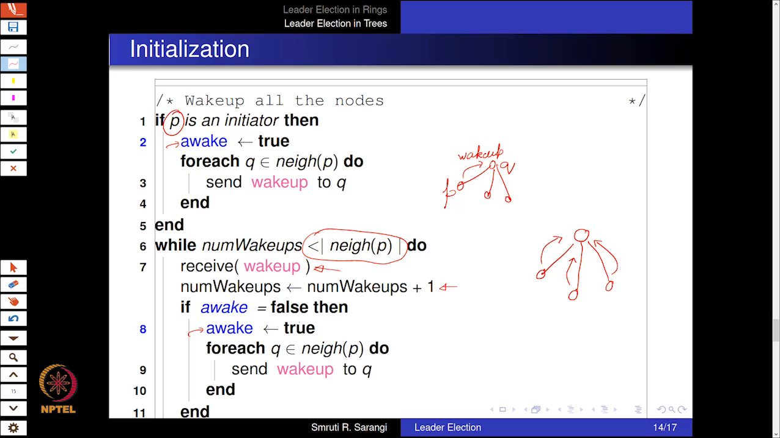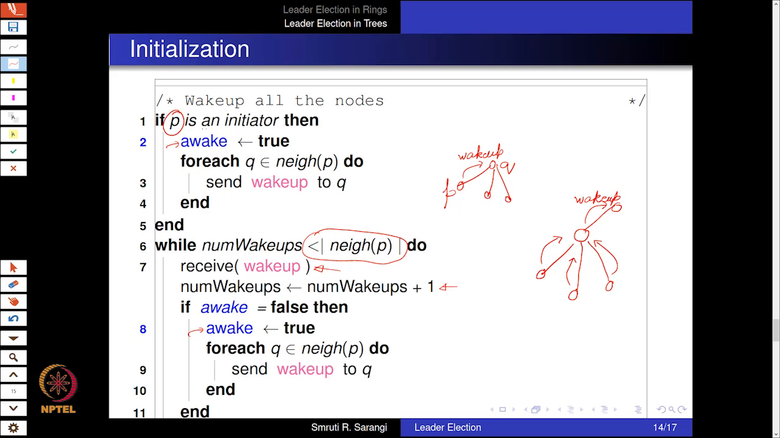And then what this node will do is that for each Q element of neighbor P, for each of its neighbors, it will again send a wake up message. So it will again tell its neighbors that, look, I am waking you up. All of its neighbors, of course the rest are initiators, but it could have another neighbor here, let's say its parent, it will send a wake up message there also saying that, look, now I am waking you up.